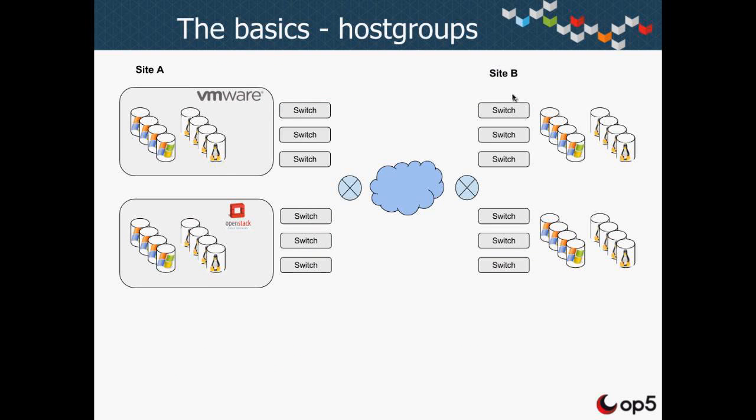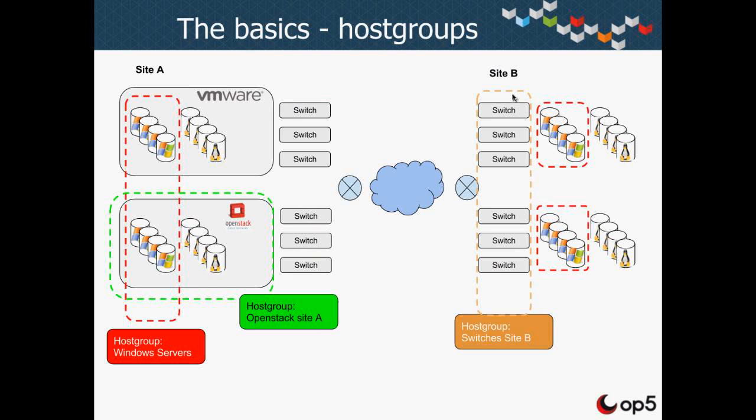Here's another way of looking at it. We've got Site A, Site B, Windows servers, Linux servers. This is basic, but from a grouping perspective, we can create a host group Windows servers. So we take all the Windows servers on Site A plus the Windows servers on Site B. That becomes a group. We can look at it from that perspective, or we can look at the OpenStack group on Site A, or just the switches. You understand the concept. So this is something that you probably have been using for some time.